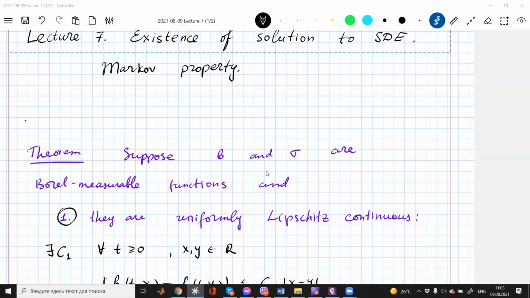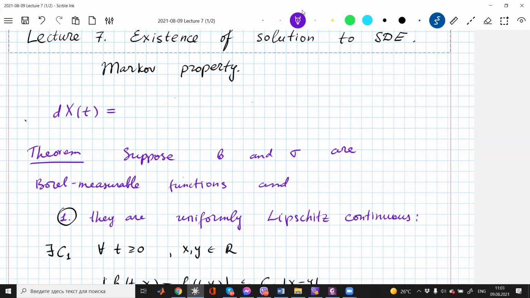Okay, so in today's lecture, we continue to prove the existence of a solution to a stochastic differential equation. Here I just recall the theorem that we stated in the previous lecture. So I recall that we consider a stochastic differential equation of the following form.